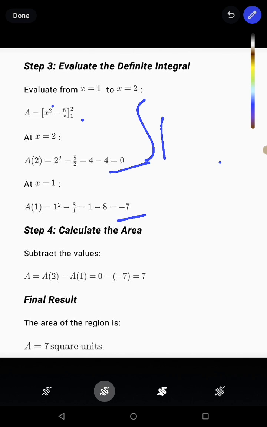Why do we put square units? Square is for anything area. When you find area, you square it. When you find a volume, you cube it. So that's how we get the square unit.